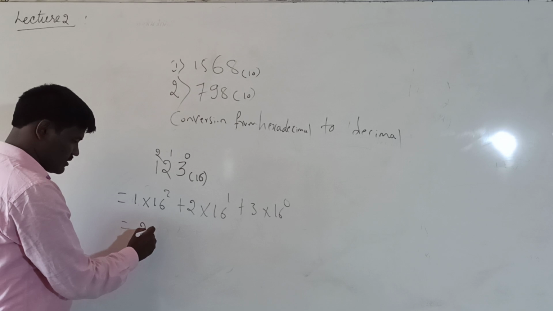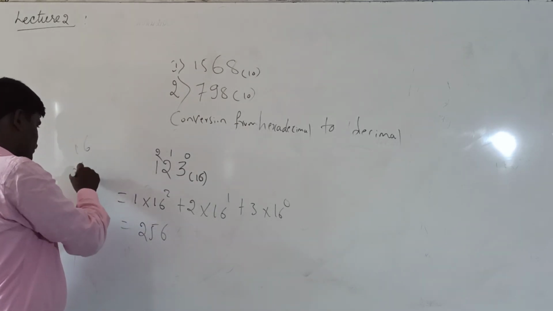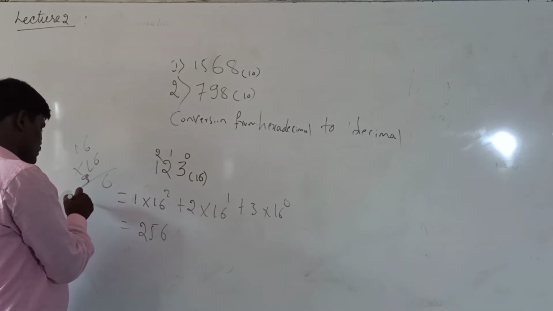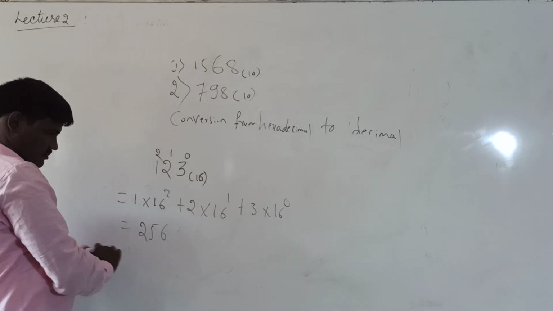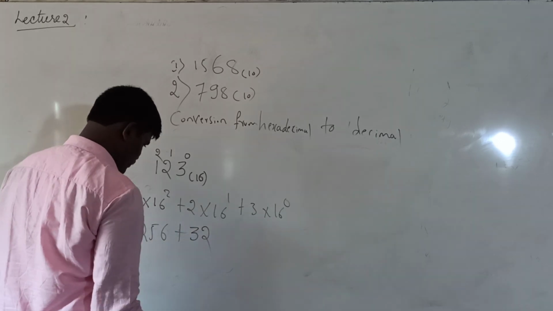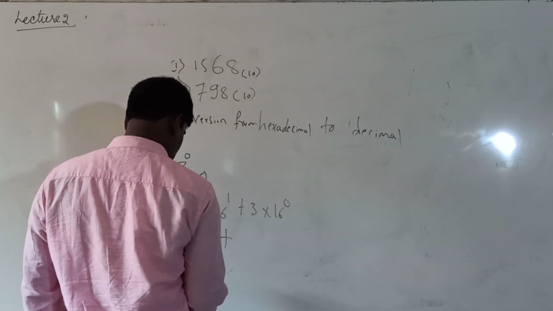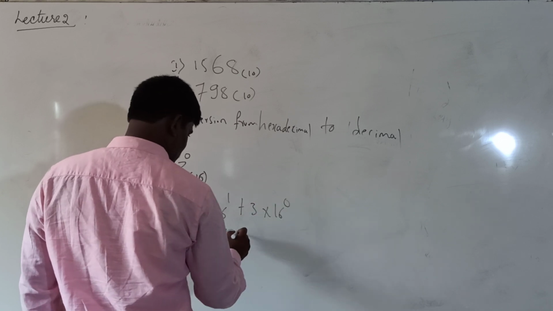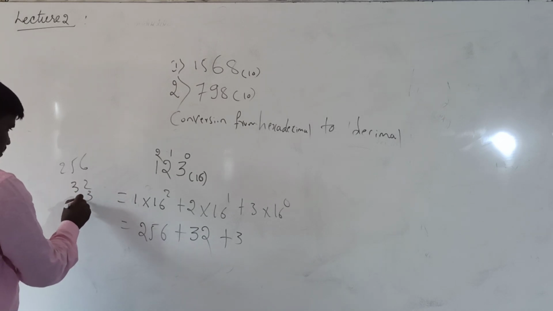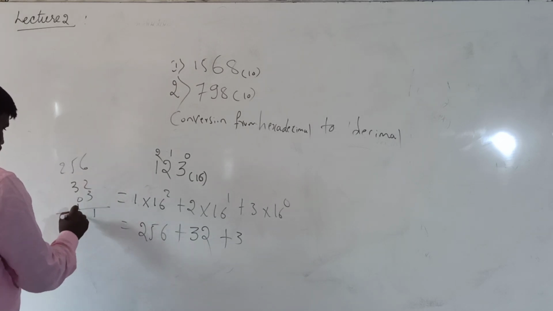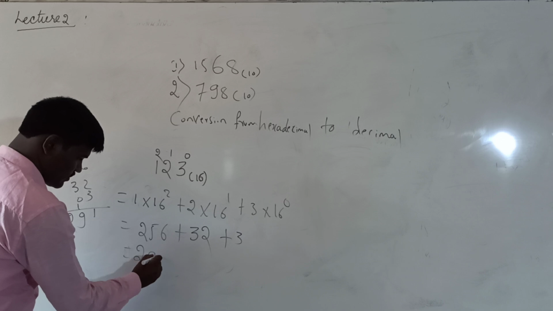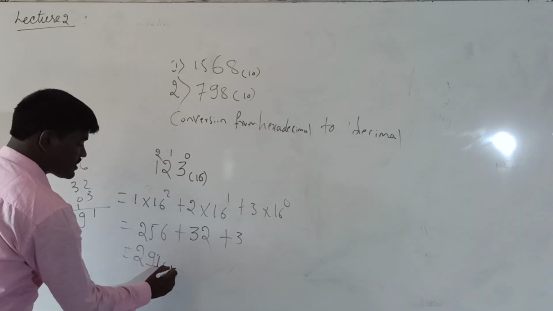16 squared is 256. 16 raised to 1 is 16, 16 into 2, plus 16 raised to 0 is 1, 1 into 3 is 3. So here 256 plus 32 plus 3. Here the answer is correct. That is 291 to the base 10.